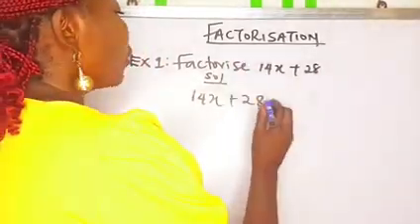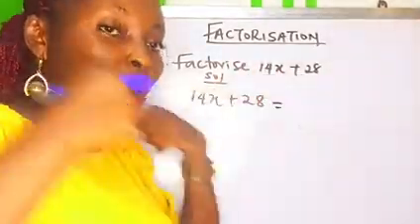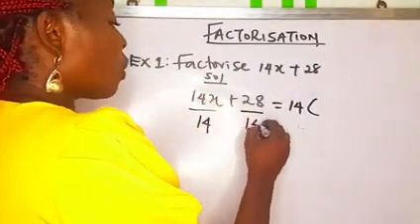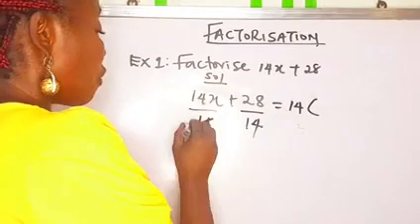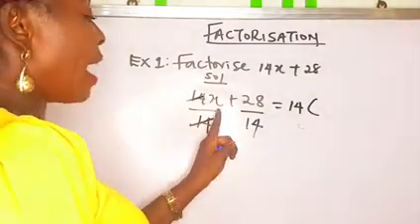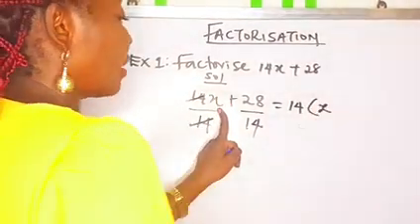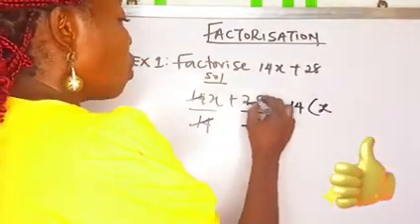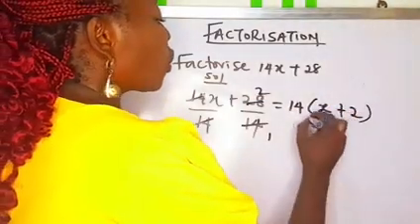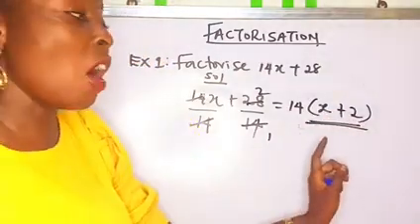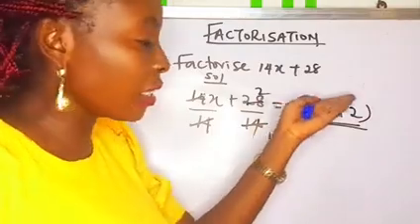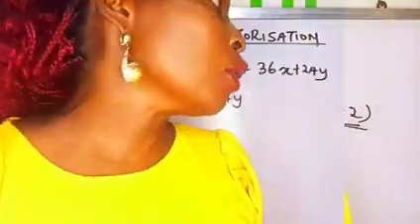So if we use 14, that means we are factoring out, we are bringing out 14. I divide this by 14 and also divide this by 14. 14 cancel 14, I have left x. 28 divided by 14 will give us 2. I have x plus 2, and that is our answer. So we have factorized 14, and what we have left is x plus 2. So now let's look at example 2.